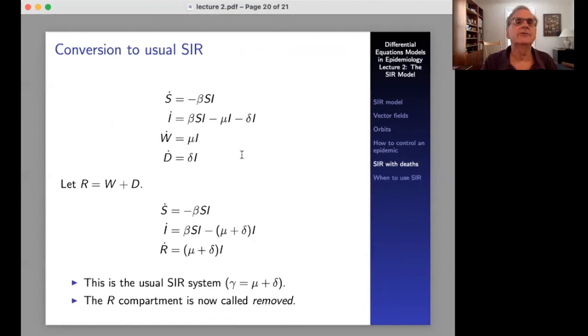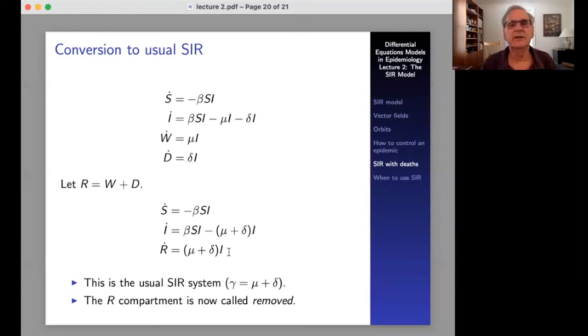So here's our differential equation. If we just define a compartment R as W plus D, in terms of algebra, we're just combining the well and the deceased into a single compartment R, then what would the differential equations be? So I dot now will decrease at a rate, well, let's just write it as mu plus delta times I. And R dot, since we're combining these 2 compartments, R dot will be mu plus delta times I.